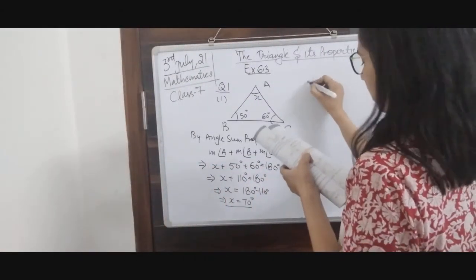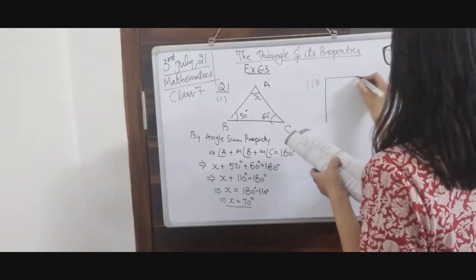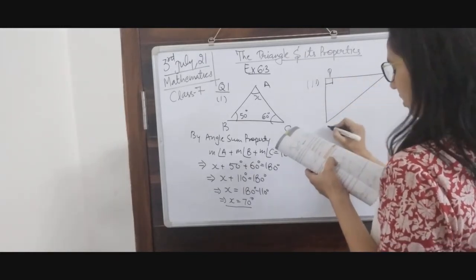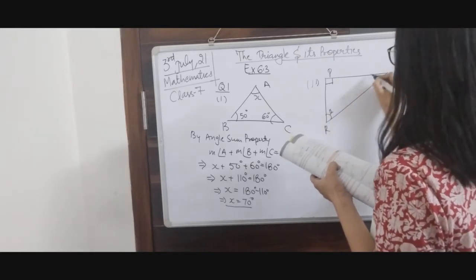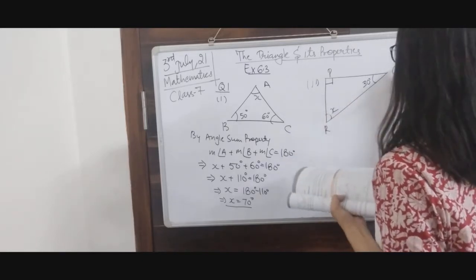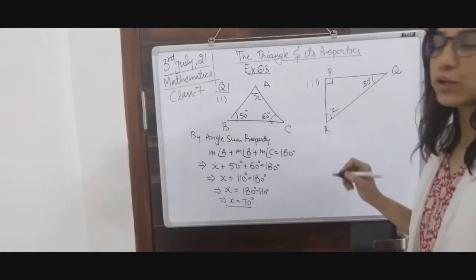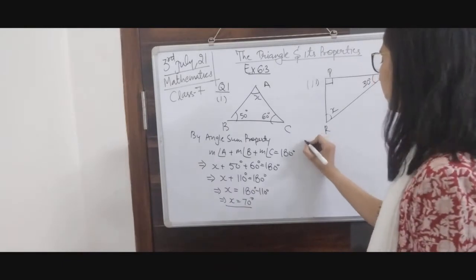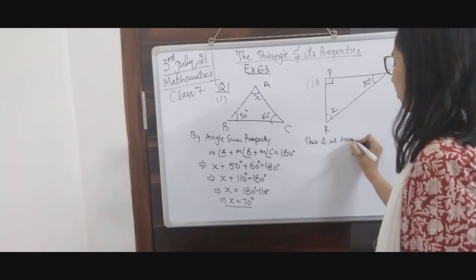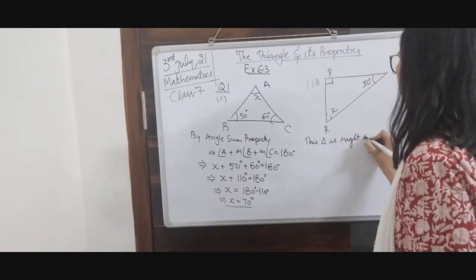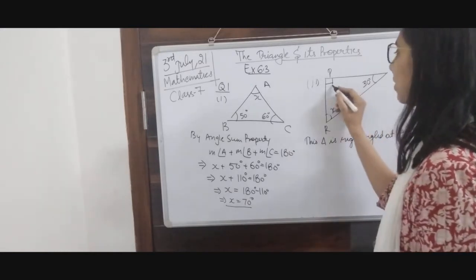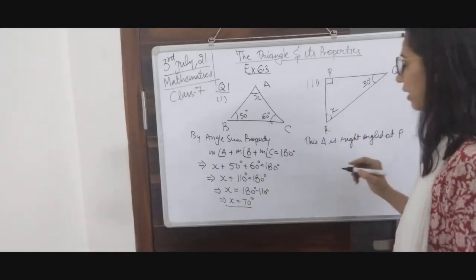Second is a triangle like this. This is P, this is R, and this is 30. This is X. Okay, this is Q. So this triangle is right angled. You will write this triangle is right angled at P. This symbol means that here we are having 90 degree angle.